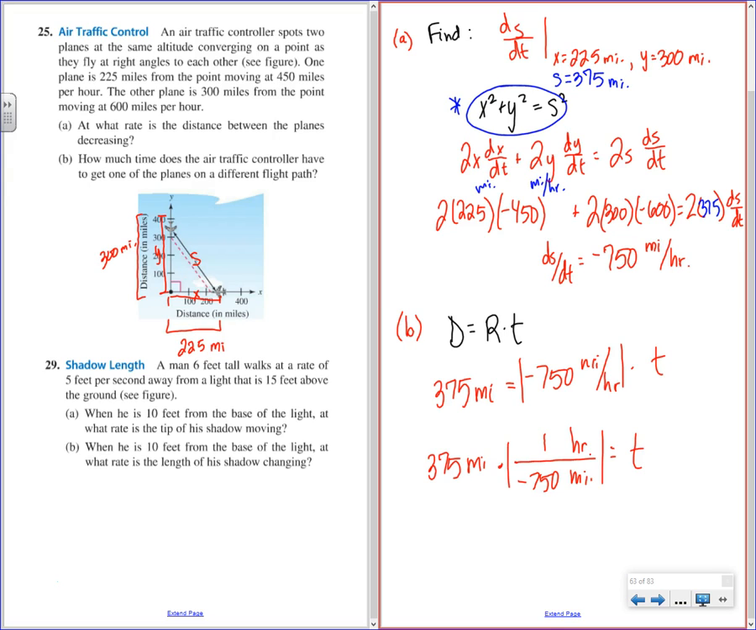Tyler, do you have the answer for the windshield problem? Who has the answer for me? What's 375 divided by 750? It's 0.5, so if that's hours, it'd be 30 minutes. Yeah, 0.5 hours. You could say 1/2 hour or 30 minutes. That's a long time.